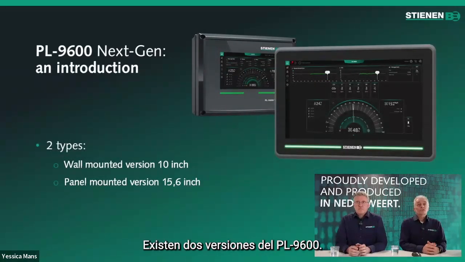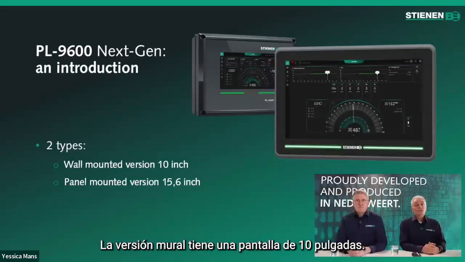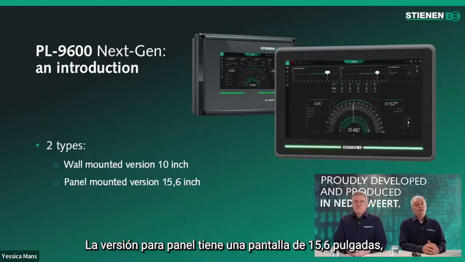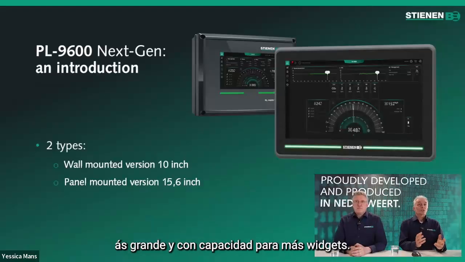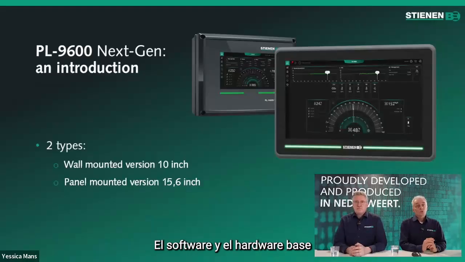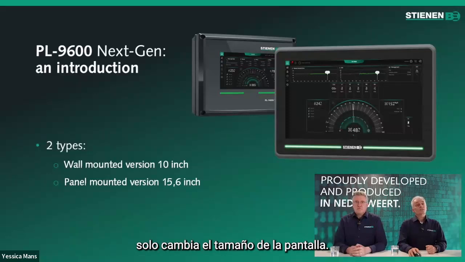We have two versions of the PL-9600. The wall-mounted version has a 10-inch screen. The panel-mounted version has a 15.6-inch screen, which is larger and therefore allows for more widgets. But more about that later. The control software and the hardware of the base circuit boards are the same in both versions. The only difference is the size of the display.